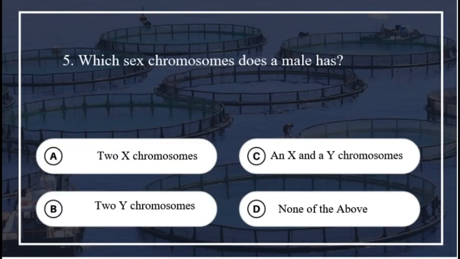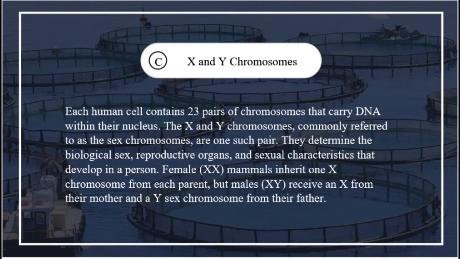5. Which sex chromosomes does a male have? A. 2 X chromosomes. B. 2 Y chromosomes. C. An X and a Y chromosome. D. None of the above. Answer: C. X and Y chromosomes.